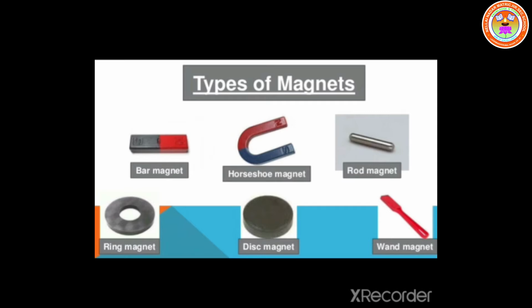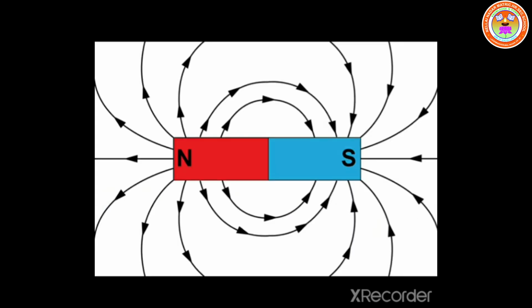In this lesson, we are going to study the properties of magnet, which I told you already, the magnetic effect of current, electromagnetic induction, and applications of magnets. Here we are going to discuss the magnetic field now. We have one activity here.